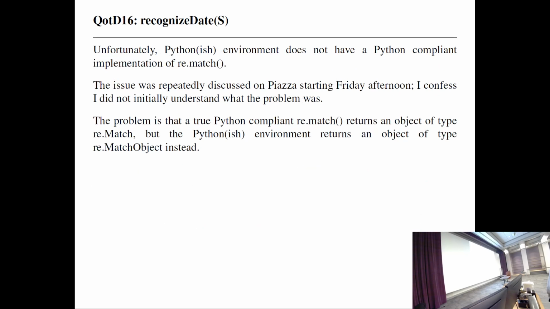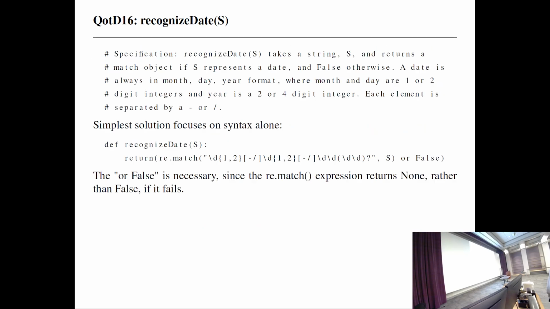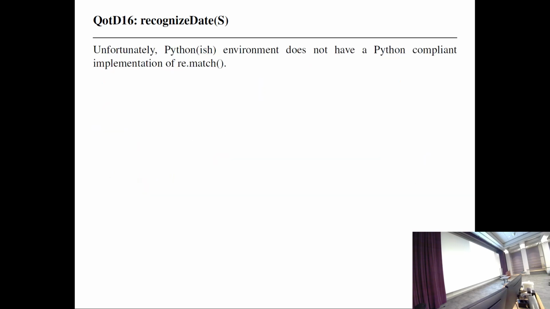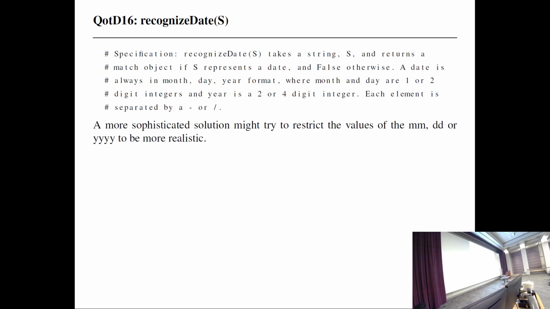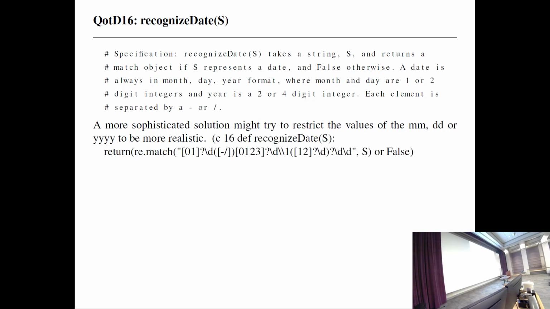Okay, so back to our question of the day. This is sort of the bare minimum. It's kind of what I had in mind, but some of you asked, could you do better? And the answer is you can do better for dates. So here's an example of a better regular expression. Here we're going to try to restrict month, day, or year to be more realistic. A slightly better expression will constrain things to be more like a date. So let's take a look at this alternate expression.